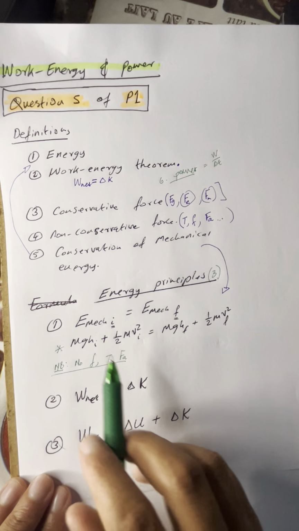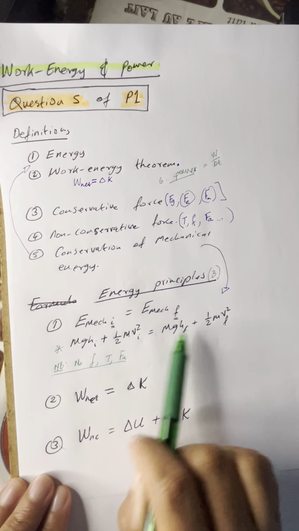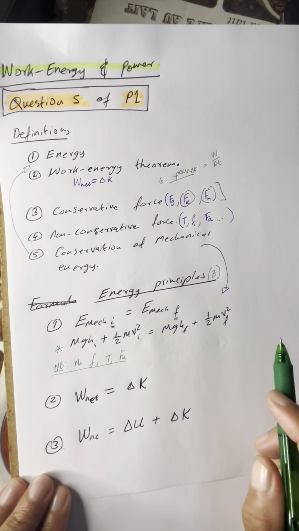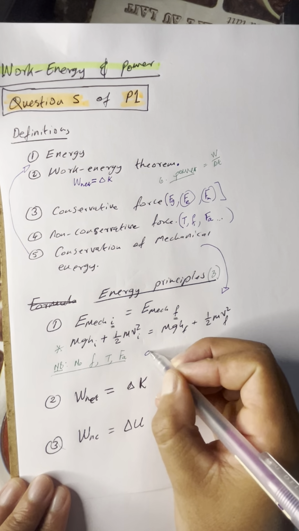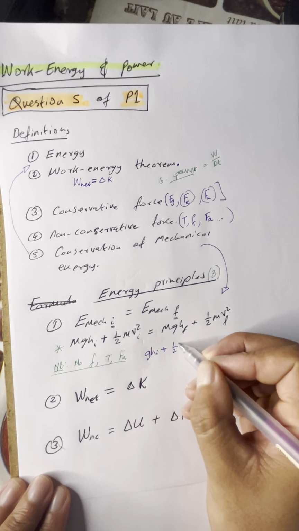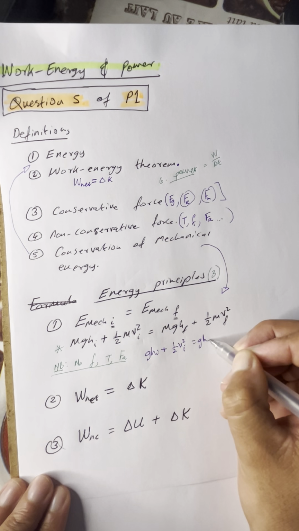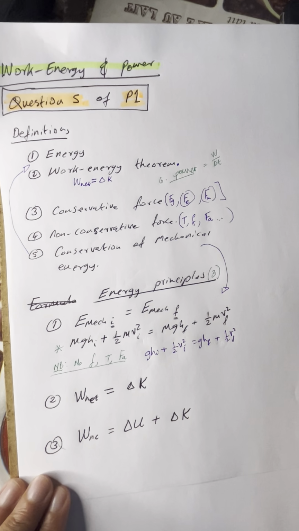Also, you don't need the mass. If you note very well, we only have one object, and the mass of an object will cancel out. If they don't give you the mass, fine. The mass will cancel out. You don't need the mass. If the mass cancels out, it generally becomes g h initial plus 1 over 2 v initial squared equals g h final plus 1 over 2 v final squared.